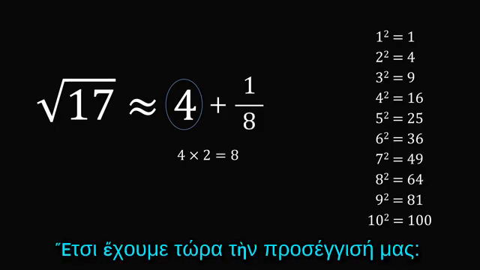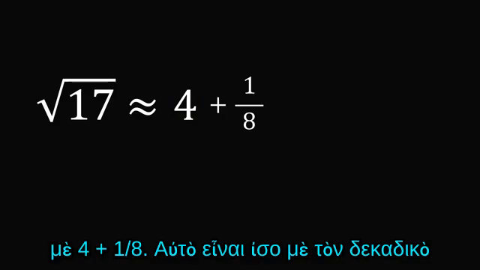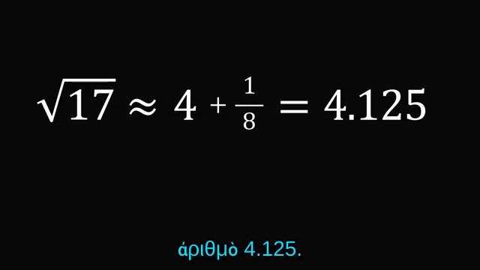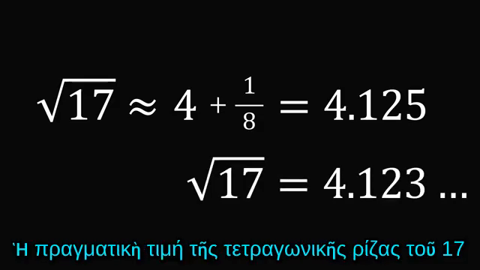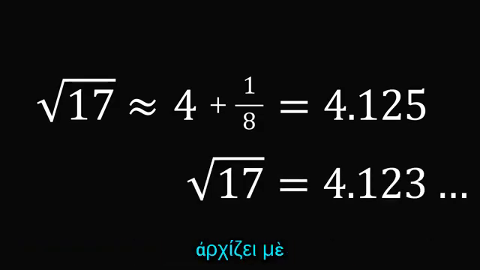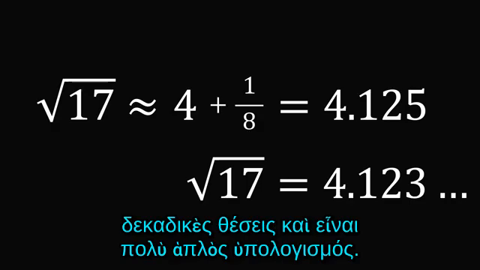So we now have our approximation. The square root of 17 is approximately equal to 4 plus 1 over 8. This works out to the decimal number 4.125. How close is this estimate? The actual value of the square root of 17 begins 4.123. So this estimate is accurate to 2 decimal places, and it's a very simple calculation.